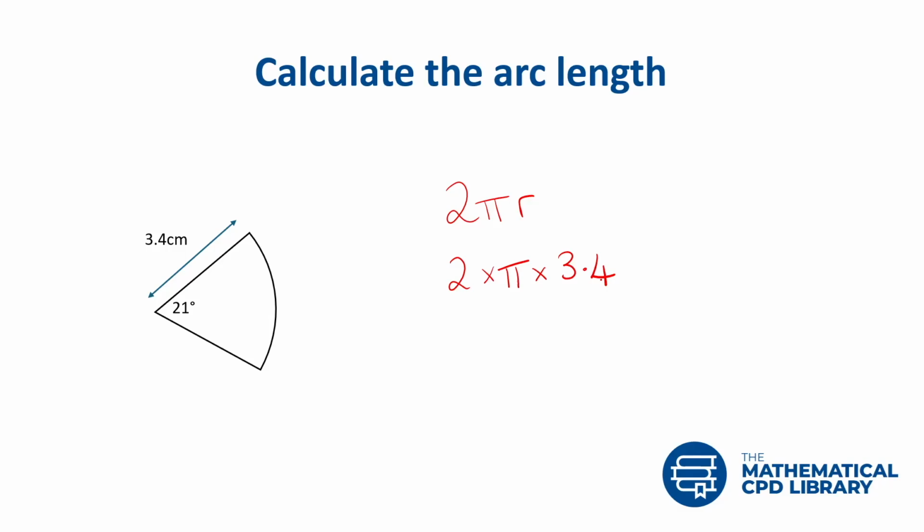Now, I don't have a full circle here, and that's what 2 times pi times 3.4 would work out. I've got a proportion of it. Now, the proportion that I have is 21 degrees out of 360. So I can add that to the beginning of my formula to work out what I actually have in this question. And if you type that in and round it, you will get 1.2, in this case centimetres, because arc length is a unit of measure.